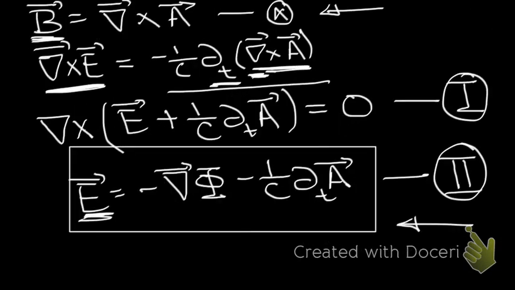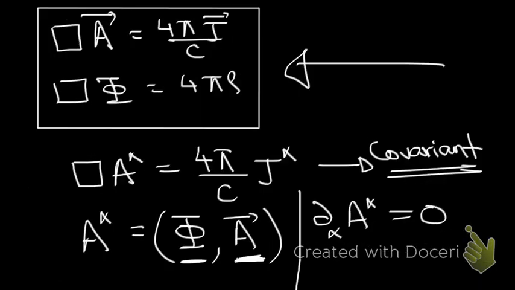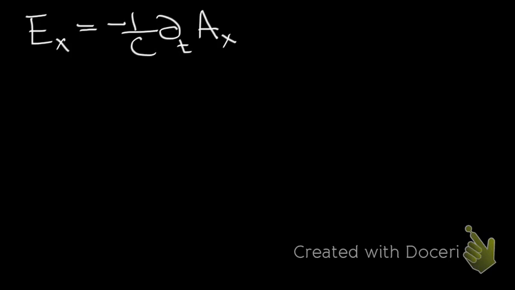Now first let me write down my x component of the electric field as equal to, now note that I'm writing the x component of my electric field, right? So that would be written as minus 1 over c times the time derivative of Ax, and by the way, note that I'm writing this equation for E from this equation number 2 over here, right? Okay, so let's go back. So I have Ax minus the x derivative of my scalar potential phi.